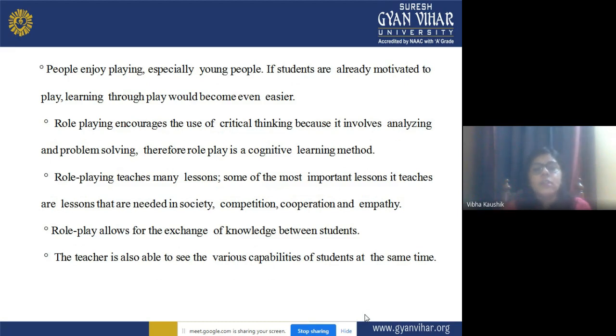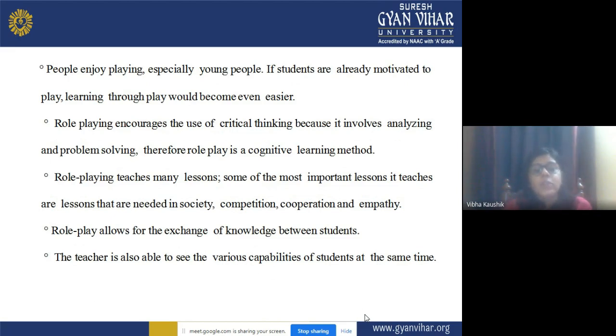Role playing teaches many lessons. Some of the most important lessons it teaches are lessons that are needed in society: competition among the members, cooperation, and empathy.